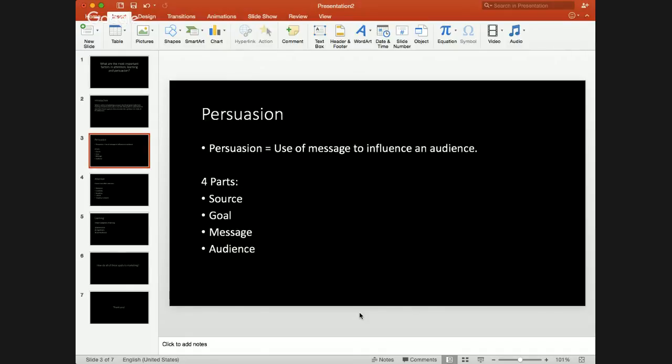For example, if my friend Ashley was trying to start her own business but needed money to move forward, she would decide that she needs the money in order to purchase more products to sell, so she would most likely reach out to a bank or an investor. She would be considered the source. Her goal is to obtain the money. Her message is asking for the money, and her audience would be the bank or the investor.